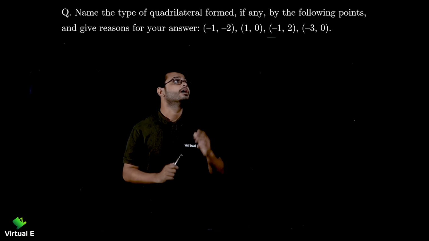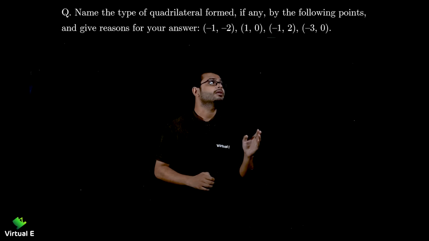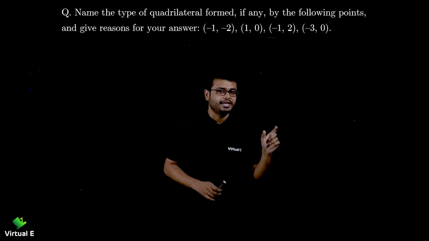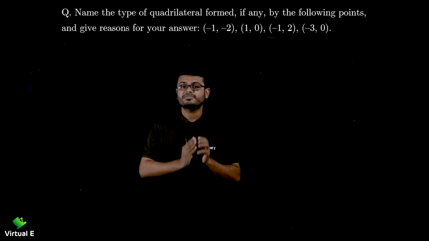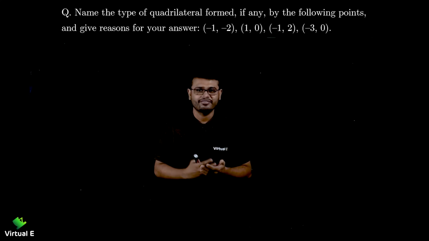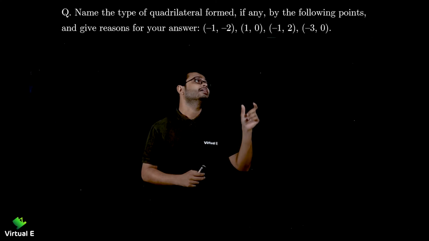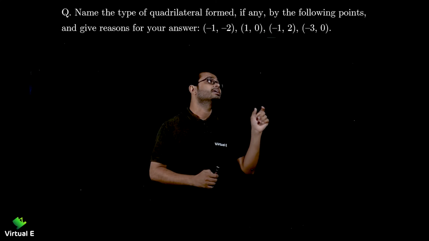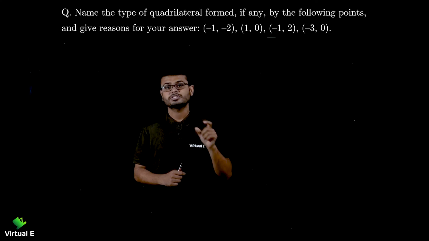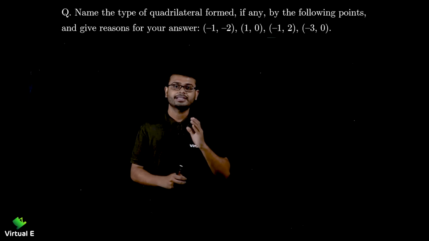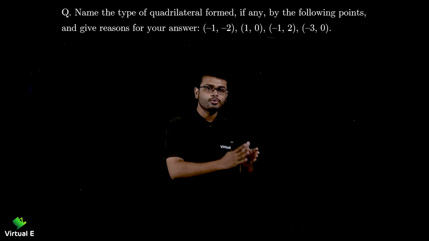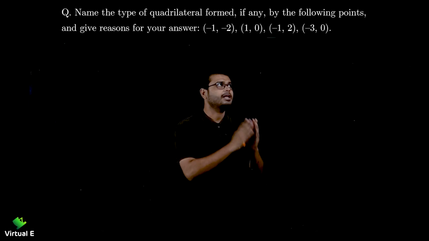How to do it. Name the type of quadrilateral formed, if any. It's written that if a quadrilateral is formed, then only we can identify it. Otherwise, we cannot identify the quadrilateral. By the following points, and give reasons for your answer. We also need to justify our answer, that why that quadrilateral is square or rhombus or rectangle or parallelogram.